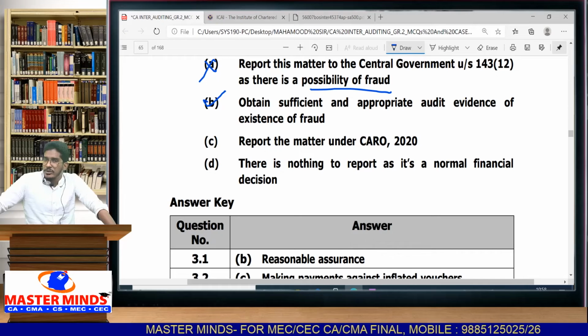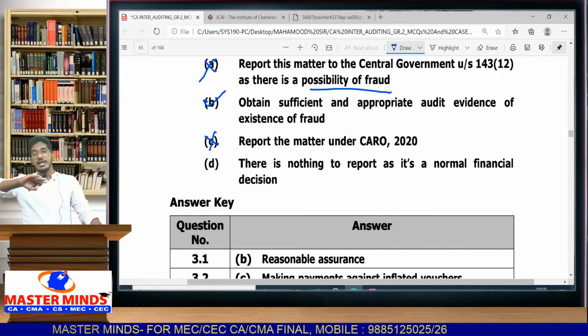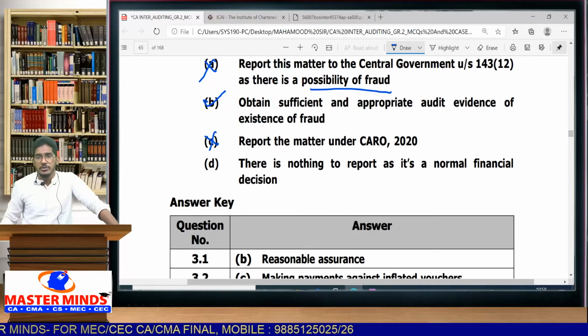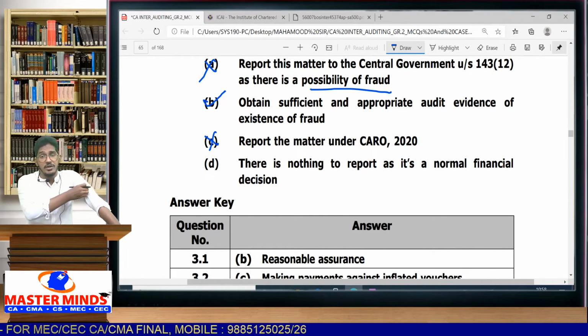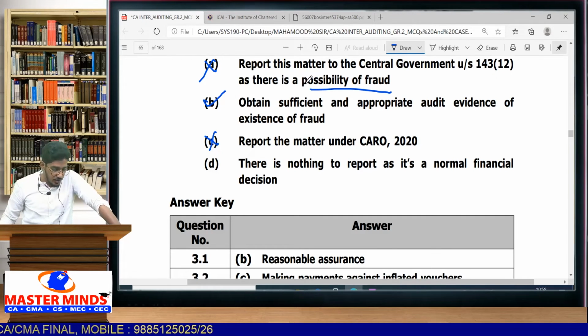Is this matter required to be reported under CARO? No, this matter, if the fraud has been found out, then you have to report that. Here you just have a possibility of fraud. No, not required to be reported. When the fraud is already noticed or reported, then you are required to report under CARO. Now it is not required.